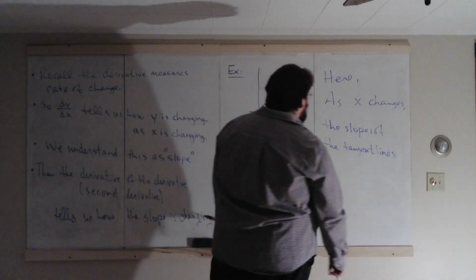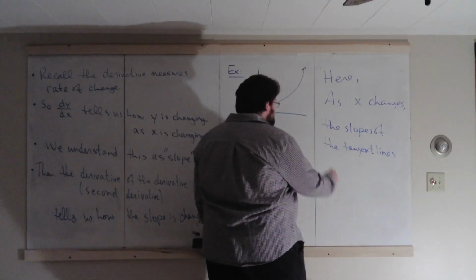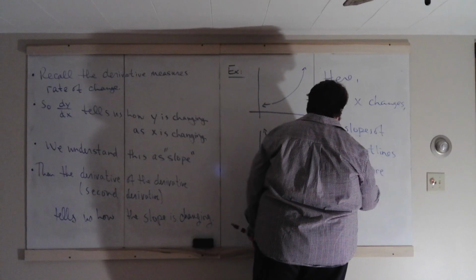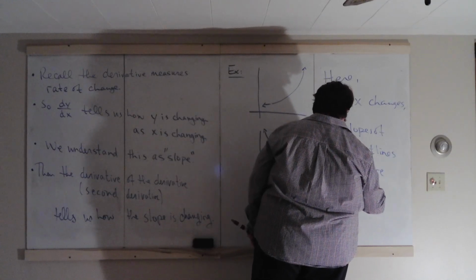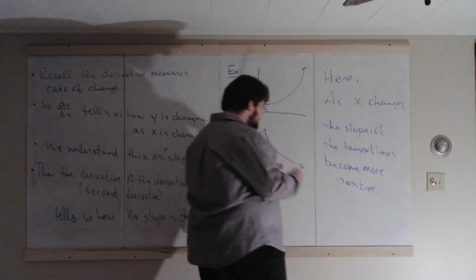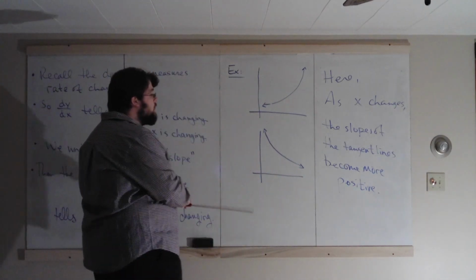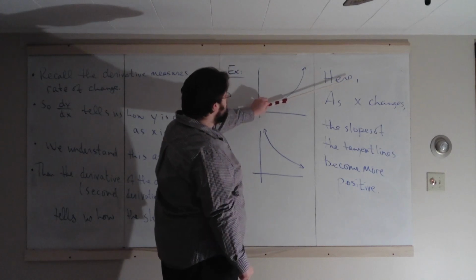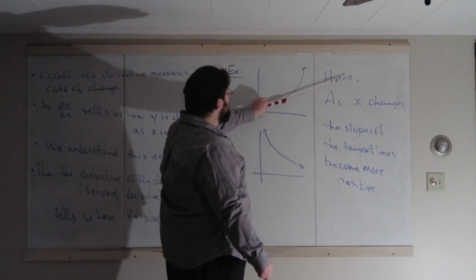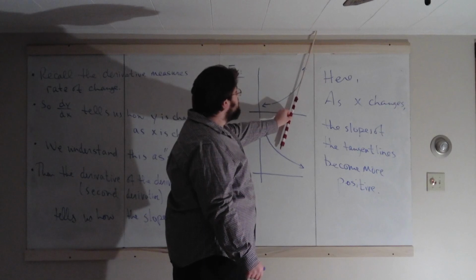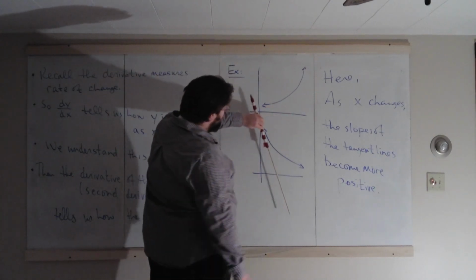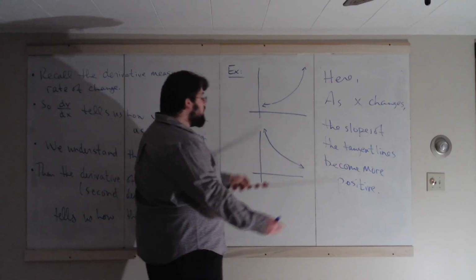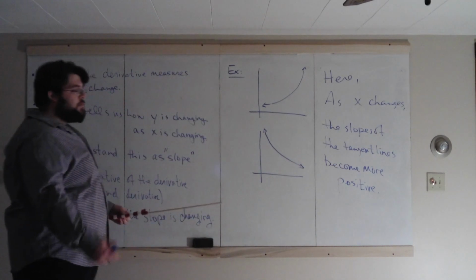But in both cases, as x changes, meaning as x becomes more positive, the slopes of the tangent lines become more positive. In each graph drawn here, as x changes, the slopes become more positive. Here it starts at like a positive half, positive 1 maybe, and then all the way over here it gets up to a slope of like positive 5. Here it starts at negative 10, and then as it goes on the curve, it becomes less negative, more positive.